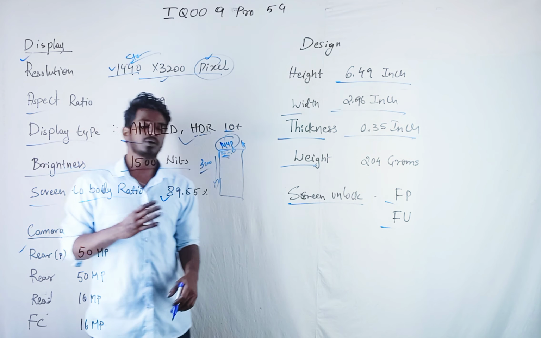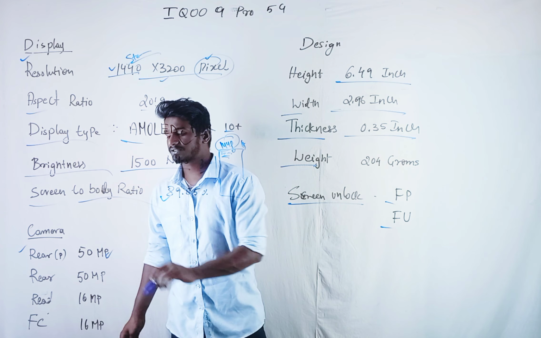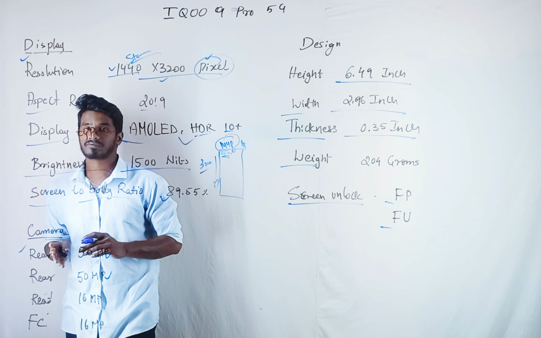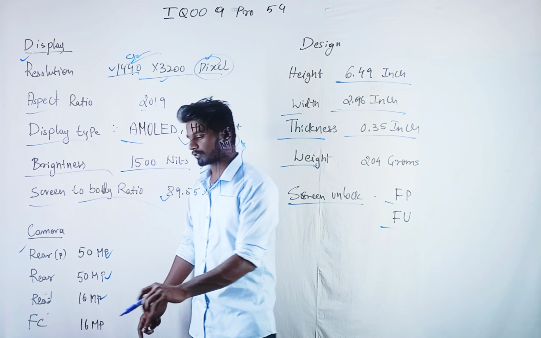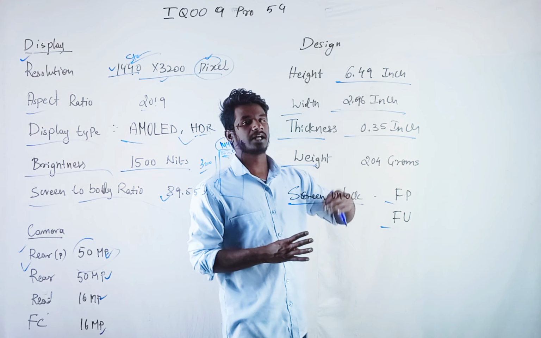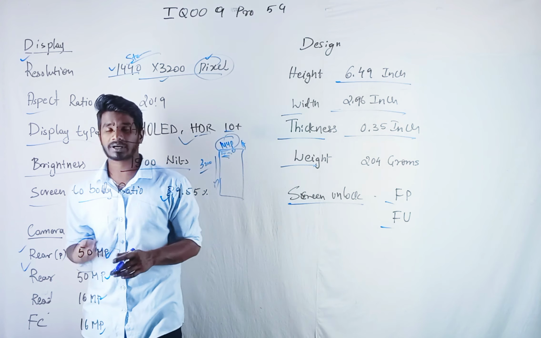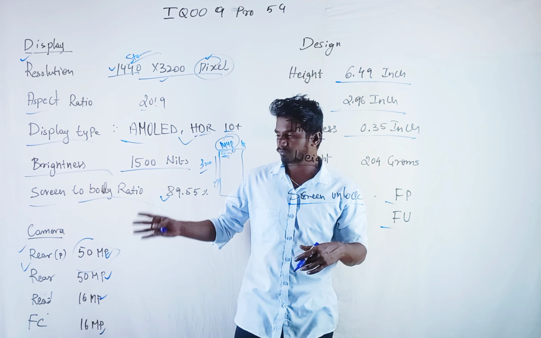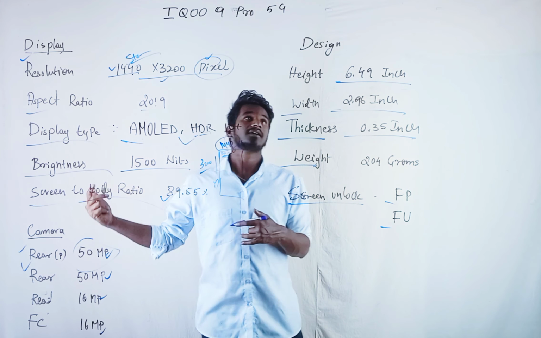And if you want to know about the camera, the primary camera is 50 MP, secondary is 50 MP, the third is also 50 MP, and the fourth camera is 16 MP, and the front camera is also 16 MP. The camera feature is slightly low. If they could give 64 MP, that might be quite better, but 50 MP is quite low. That's fine for a gaming mobile.